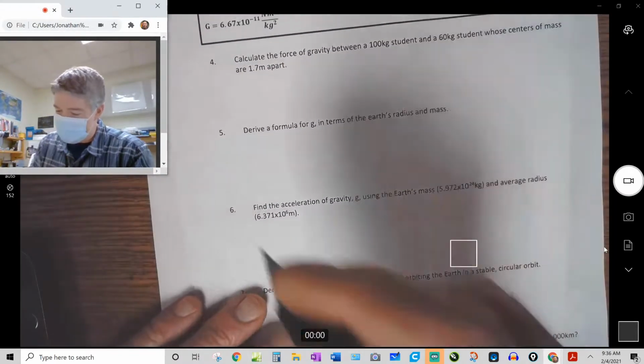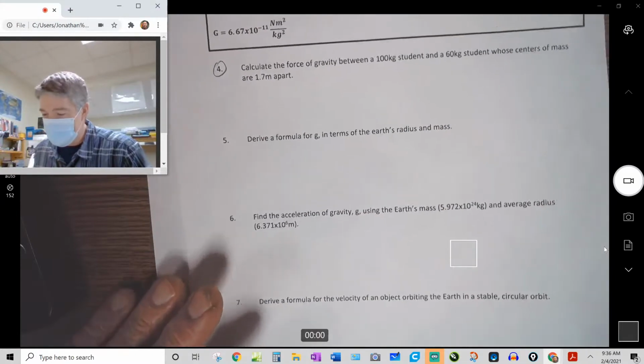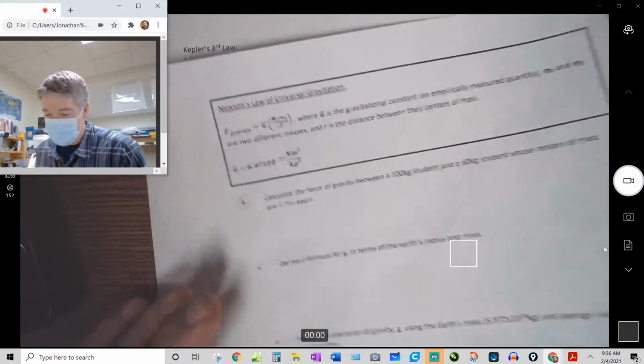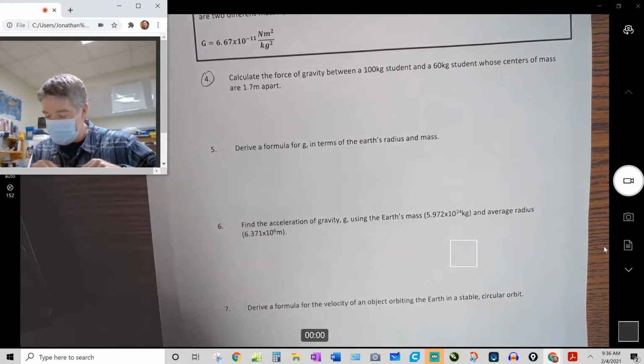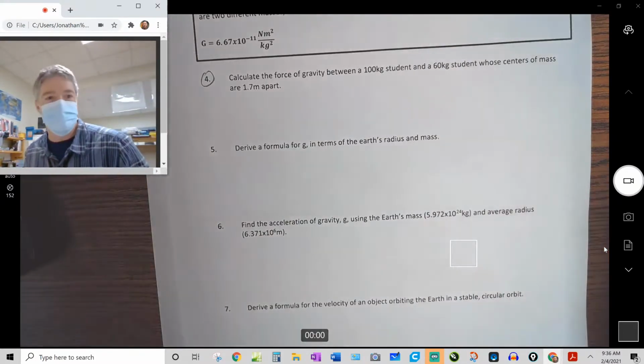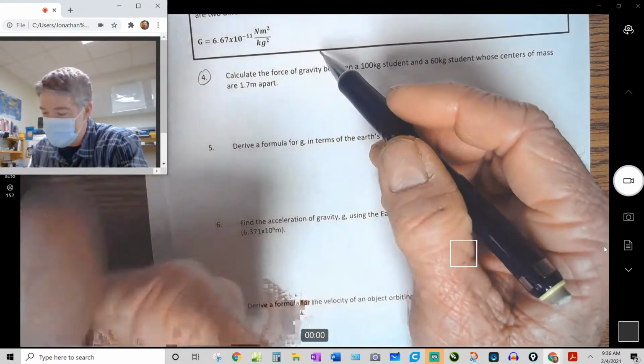So the homework is to do first number 4. And you know what? I'm not even going to do number 4. I'll just show you the work for number 4, because that's just so straightforward. That's just a straightforward application of Newton's universal law of gravitation, or law of universal gravitation.